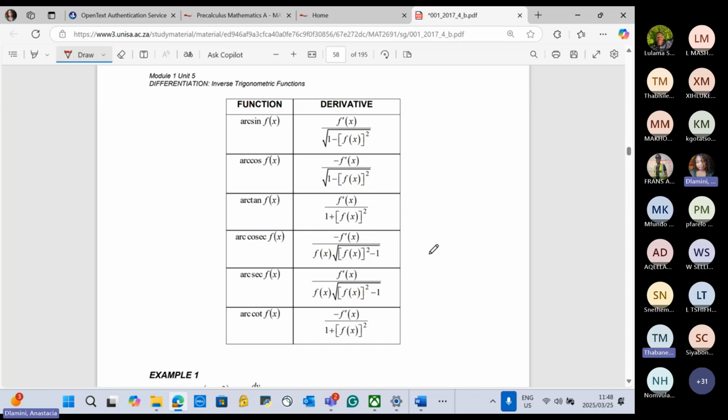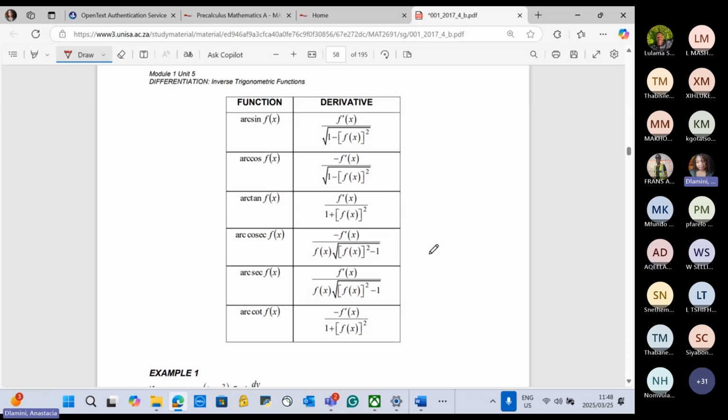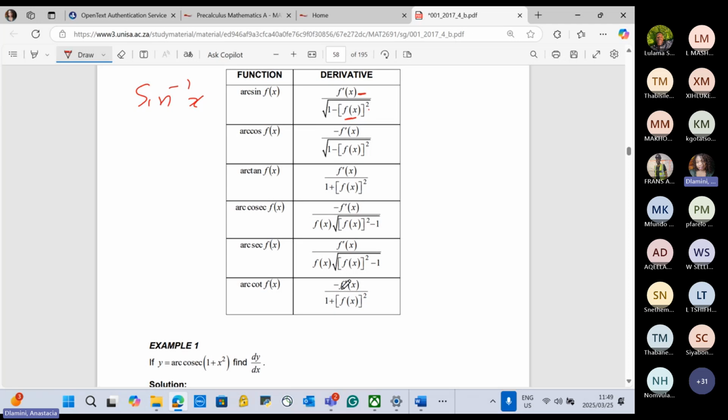This table here. Let's go to example 1. Now they say that if you're finding the derivative of arcsine, remember arcsine is represented as this. It means that it's actually the derivative of a function over the square root of 1 minus f of x squared. So that's what you're getting there. So we're going to use this one to actually solve our problems. So let's go to the first one.